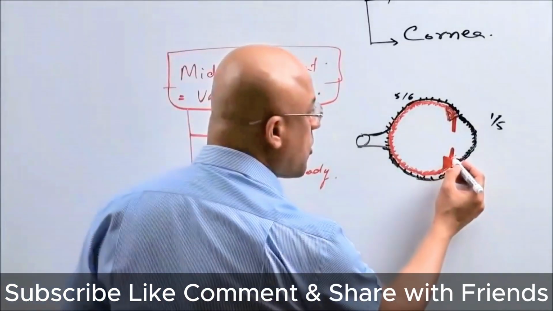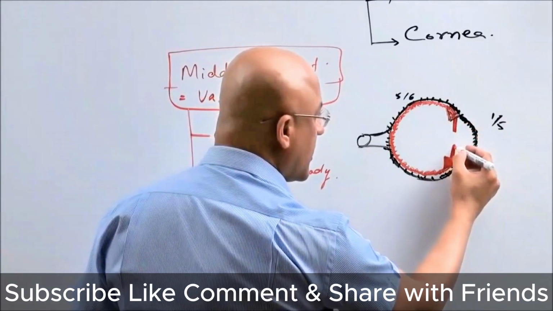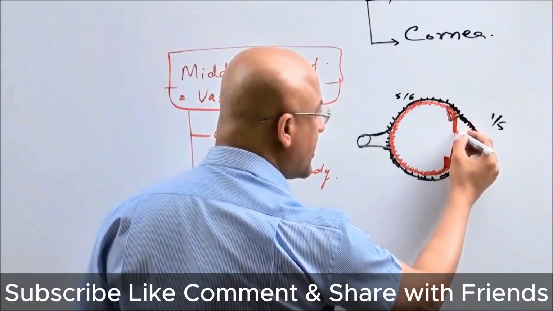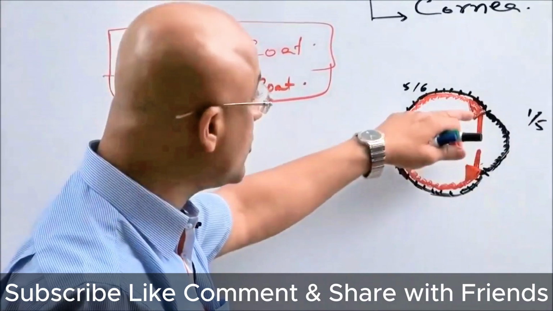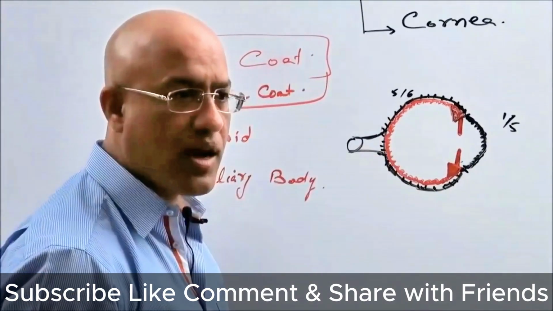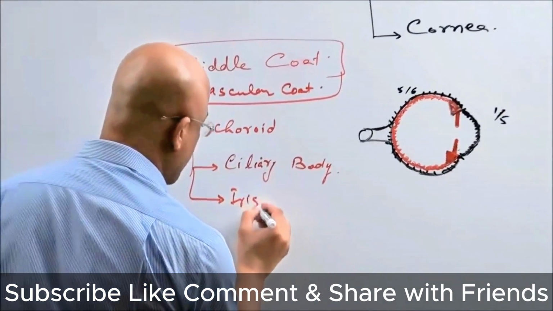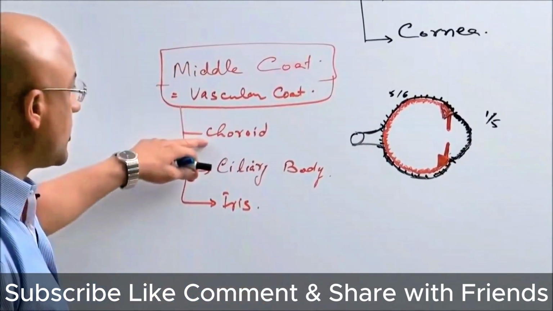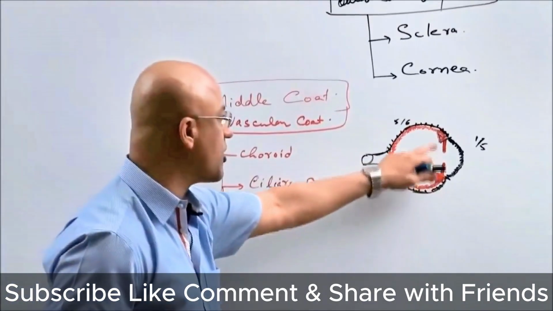And from the ciliary body, the interior-most area, there is a vascular layer that extends as a diaphragm with a central hole. The central hole is the pupil, and this diaphragm is called the iris. So we can say that the middle layer consists of the choroid and ciliary body.